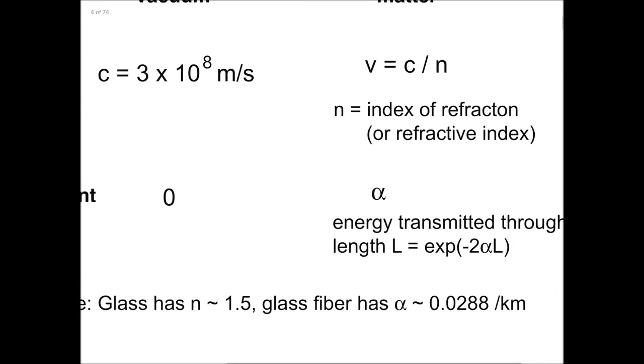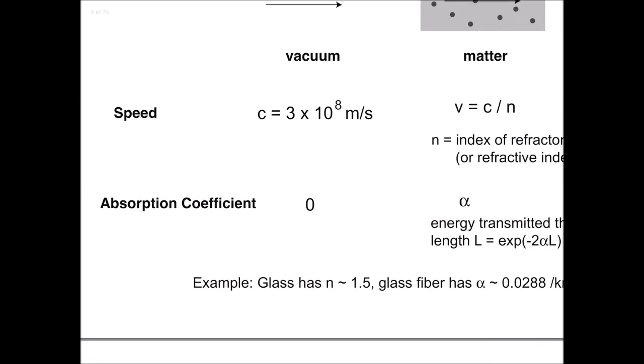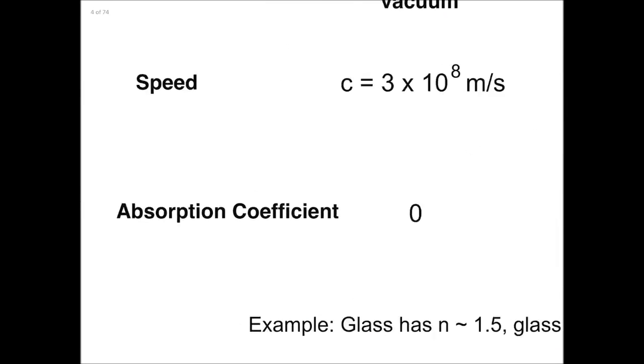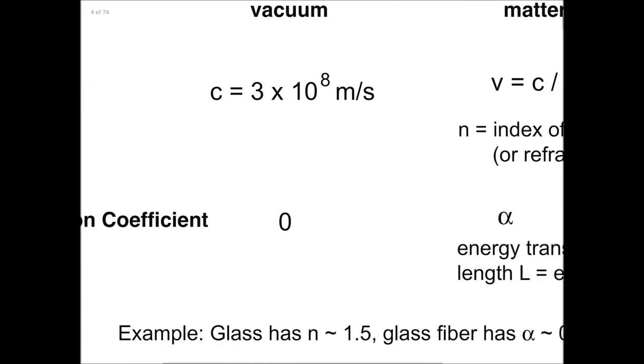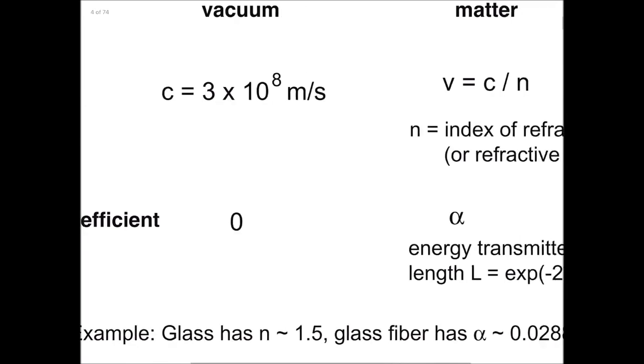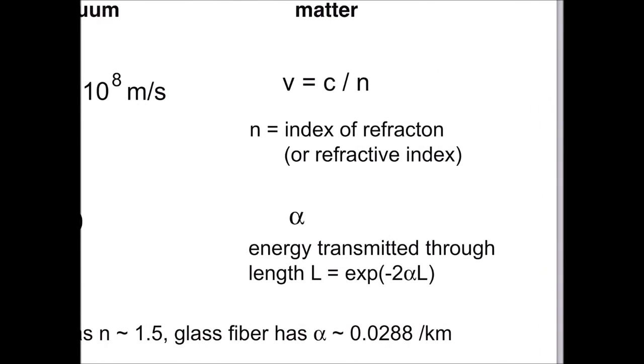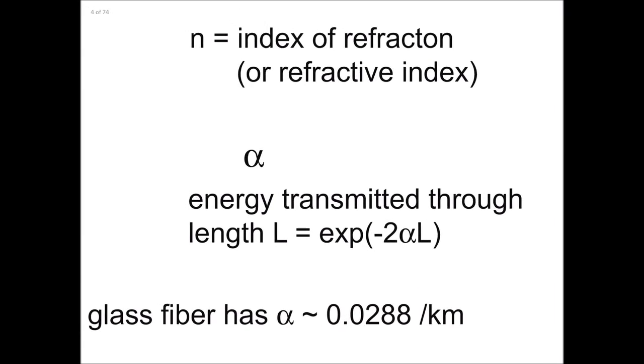The second term that we are concerned with when we speak about light-matter interaction is how much light would be absorbed inside the matter. That is defined by the absorption coefficient. In vacuum there is no absorption, so the absorption coefficient is 0. For any other material, we define the absorption coefficient by alpha, and we define the energy that is transmitted through a length L of that material by this equation. Since this is an exponential relationship, in order to preserve the energy, or in other words, to have a medium which offers very low losses, we need very low values of alpha.